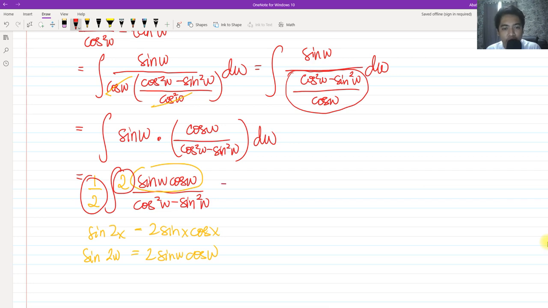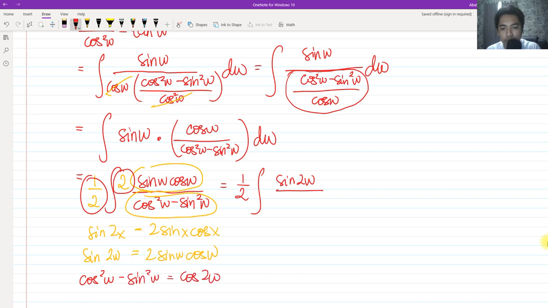So now we have 1/2 the integral of 2 sine w cosine w, which is simply sine 2w. And using the identities again, cosine squared w minus sine squared w is equal to cosine 2w. So now we have cosine 2w dw.